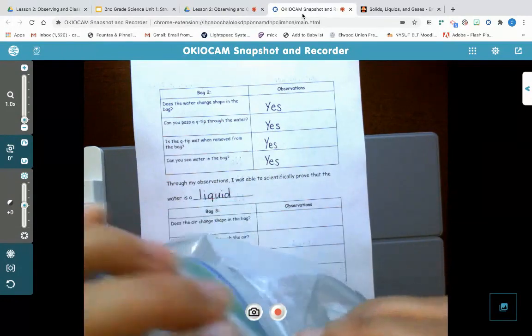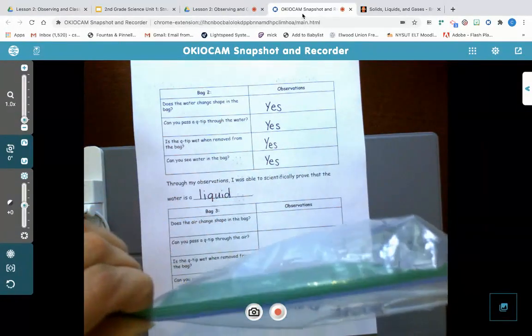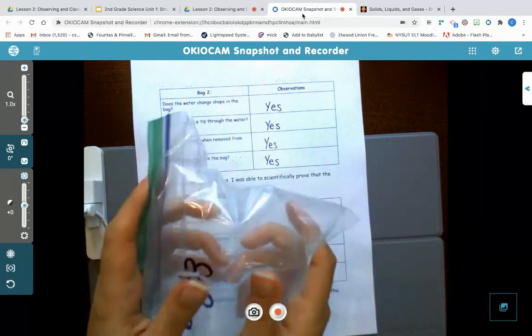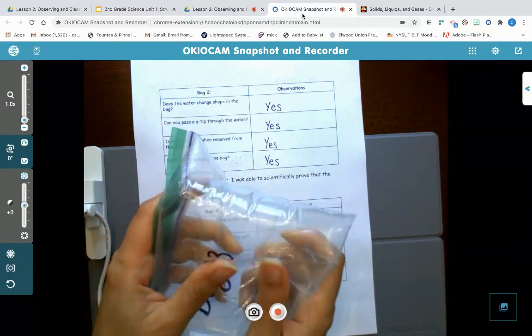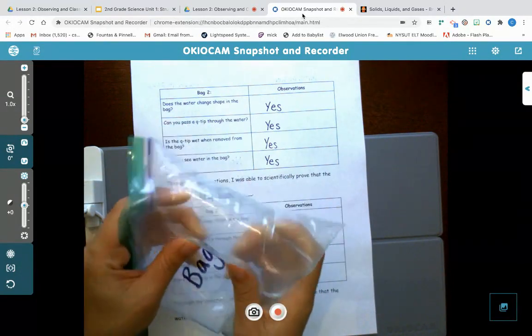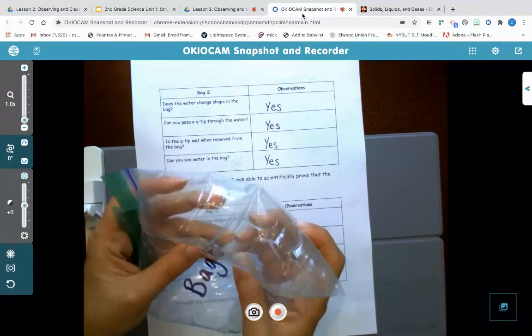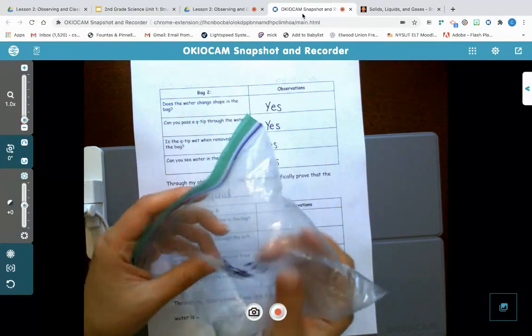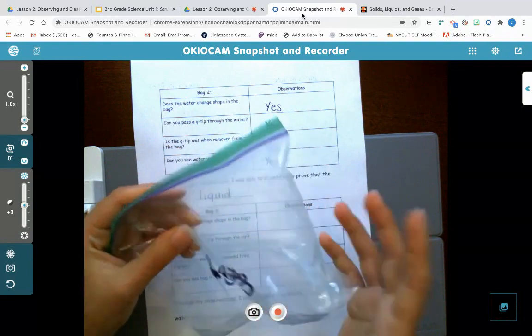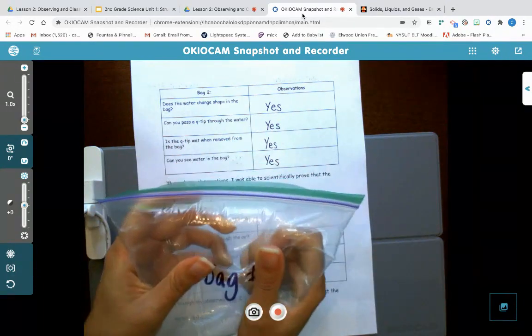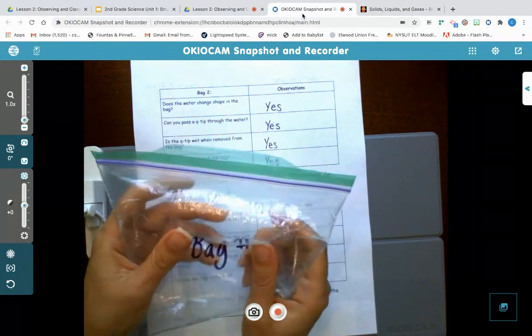So if I close this up, right? Now watch this. Ooh, look at that. Ooh, I can't squish it all the way down. Why is that? Even though we can't see the air, we know it's inside because I cannot squish this bag all the way down. Interesting, right?